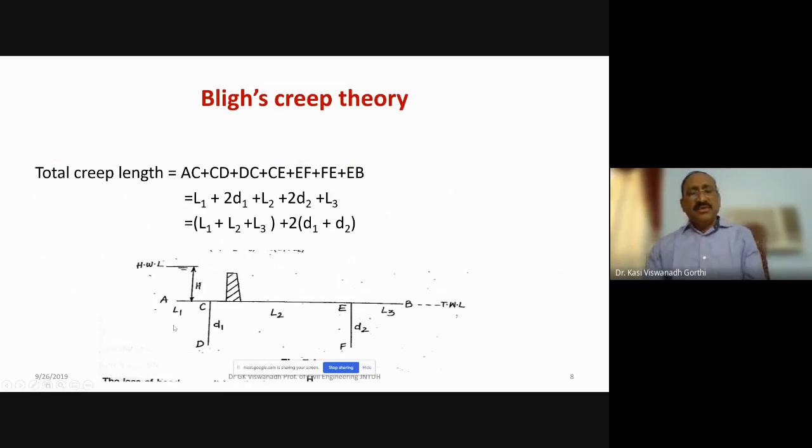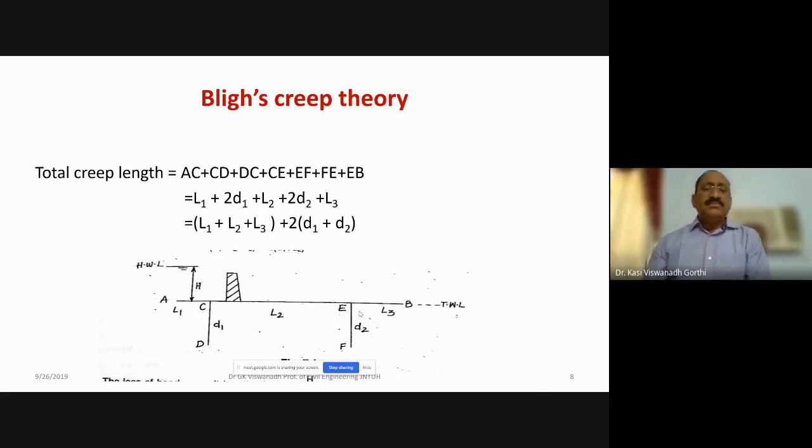So look at this figure, like you have from A to B. So you have AC, CE, and EB as the horizontal lengths. What about the vertical lengths? CD is the vertical length. DC, once again, this side also is the vertical length. Similarly, EF is the vertical length on one side of the pile. FE is the vertical length on the other side of the pile.